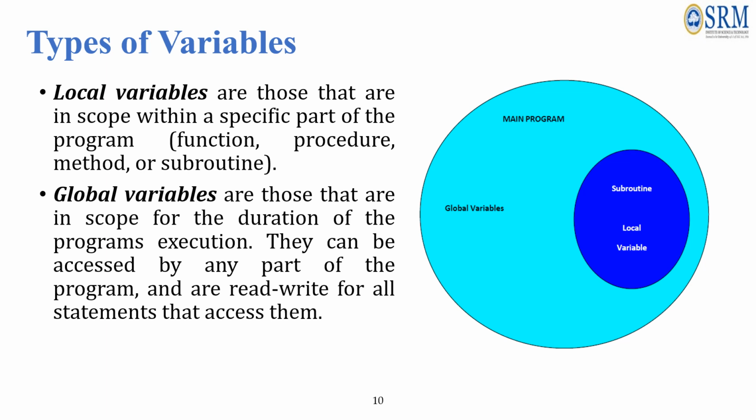A global variable's scope is the entire program. So all parts of the program can easily access this global variable and can make changes to it. So these two are the types of variables, and this figure clearly explains the scope of a local variable and the scope of a global variable.